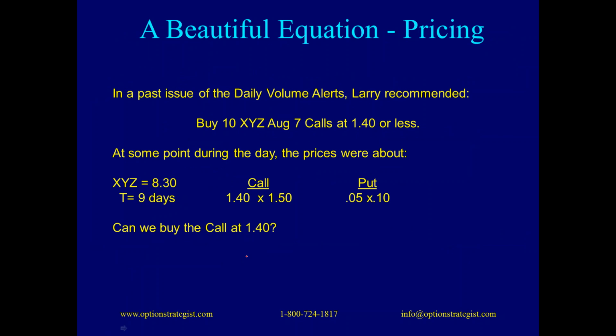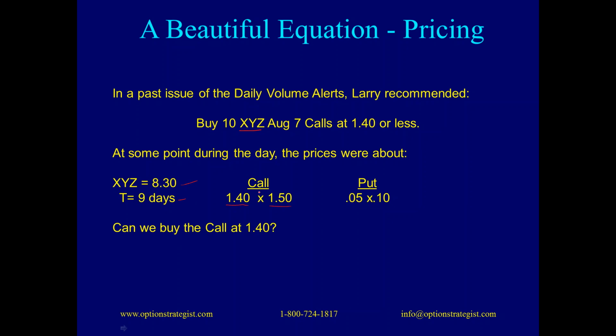Now here's an example of how this was actually used in a particular situation. As you know, Larry publishes three different newsletters, and in one issue of the Daily Volume Alerts, I changed the name of the stock to XYZ, Larry recommended to buy 10 of the XYZ August 7th calls at $1.40 or less. So I take a look at what the pricing is, and this is what I see. The stock is $8.30. There are 9 days to go to expiration, and the call is bid $1.40 and offered at $1.50. On the other side, we have the put at a nickel bid, offered at 10 cents.